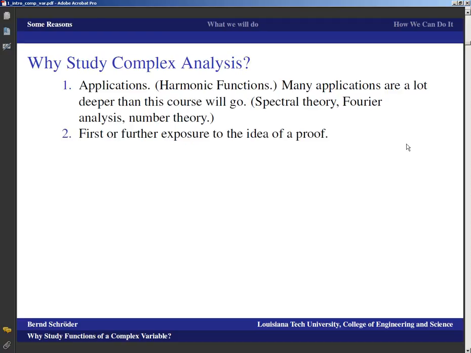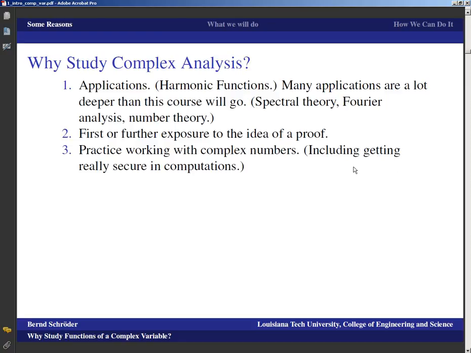From an educational point of view, we will get first exposure to the idea of a proof, or further exposure if you have already taken a proof class, or if proofs were emphasized a bit in your calculus classes. We will get a lot of practice in working with complex numbers, including becoming really secure in computations. That is something I've even noticed in myself as I prepared this course. Of course, I could work with complex numbers before, just like you can, but certain computations that previously I had to think about are a lot more automatic now.